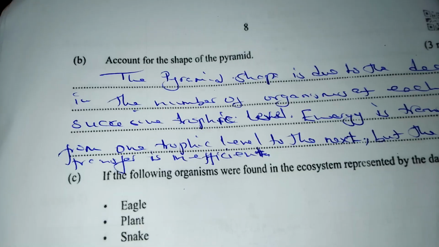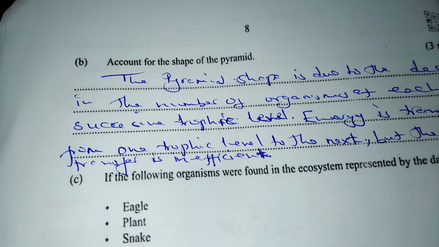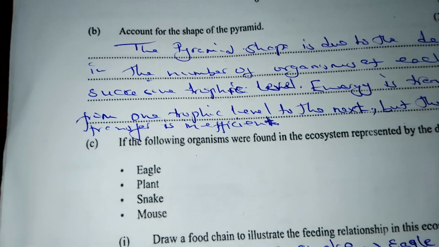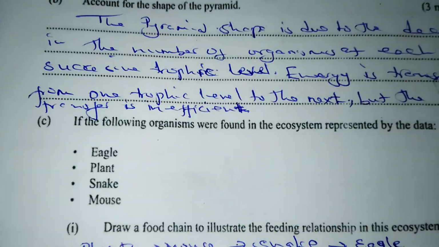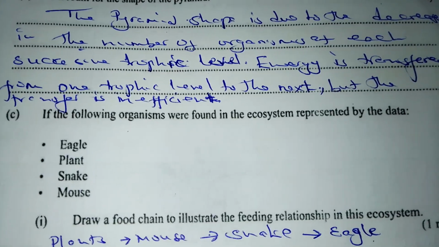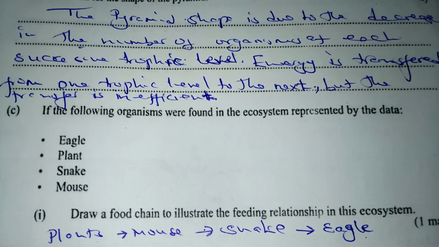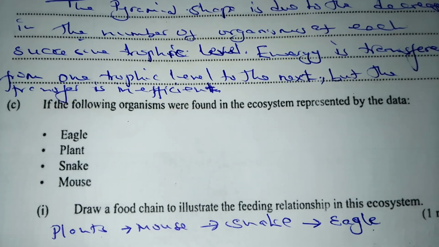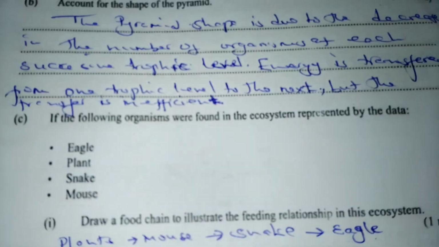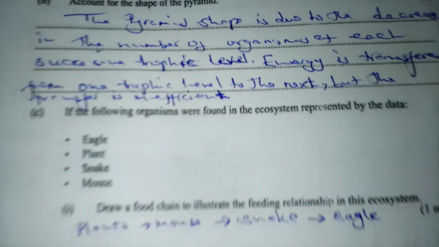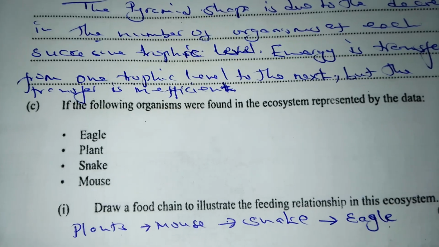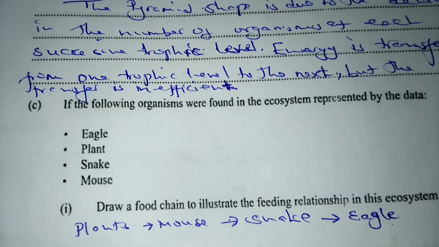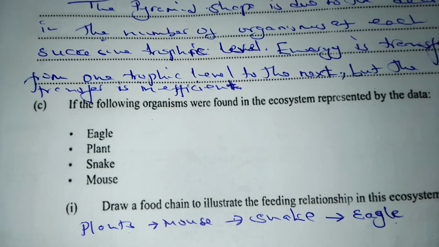Then, C, we were told, if the following organisms were found in the ecosystem presented by the data: the eagle, plant, snake, and the mouse, draw the food chain to illustrate the feeding relationship in this ecosystem. So plants will be eaten by the mouse, and then the snakes will eat the mouse, and then the eagle will eat the snakes. So remember the arrow points to the eater.